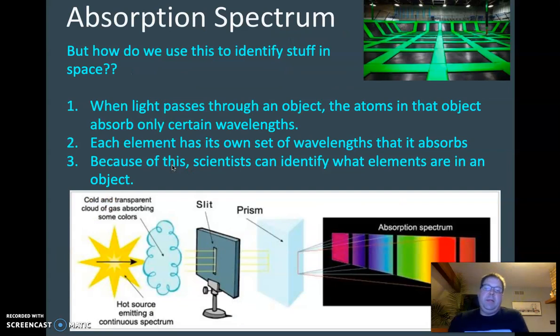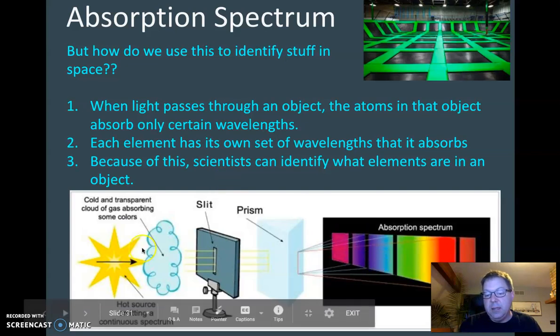So, now that we went through all of that crazy stuff, how do we use this to identify what's in space? That was the whole point of this, right? Well, when light passes through an object, the atoms of the object absorb only certain wavelengths. So if you have a white light and it passes through a cloud, like in the diagram at the bottom, whether that cloud is hydrogen or helium or maybe both, the light will come through and then hit a prism and spread. You're going to see what was in this cloud by looking at these gaps. So if this cloud was made of hydrogen, you would see the pattern of hydrogen.